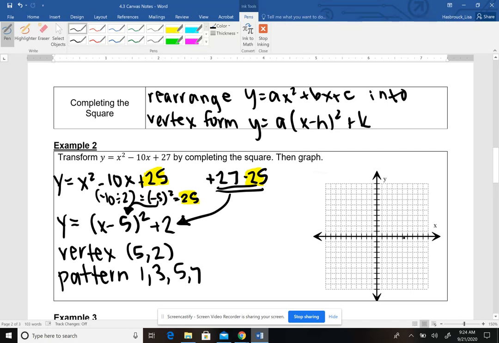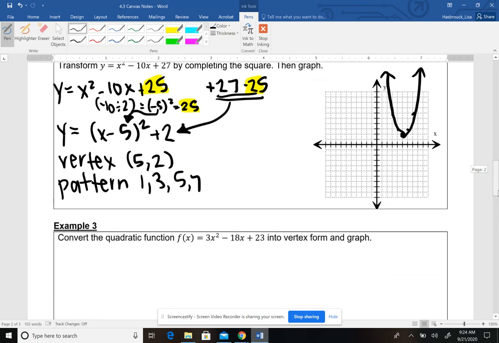1, 2, 3, 4, 5, up 2. And then I'll use my pattern 1, 3, 5, 7. So I go right 1, up 1, right 1, up 3, and then I could go right 1, up 5. Go back to the vertex, go left 1, up 1, left 1, up 3, left 1, up 5. Draw my lines with arrows, and I am done. So that's it for this example.